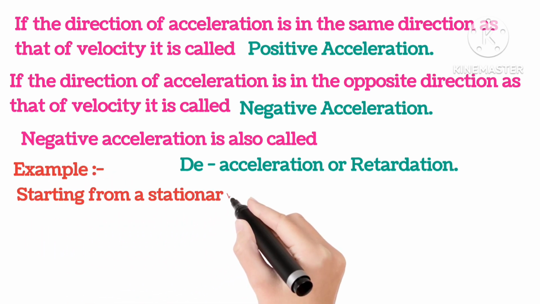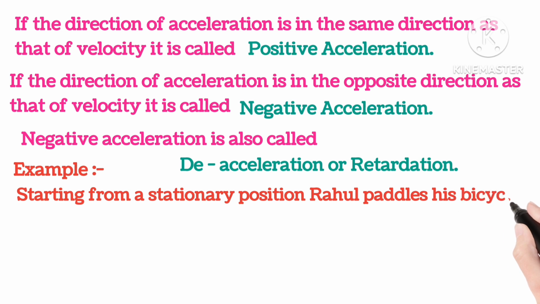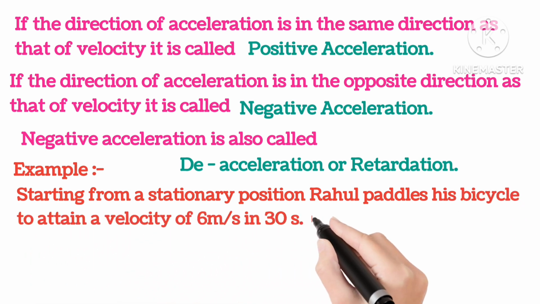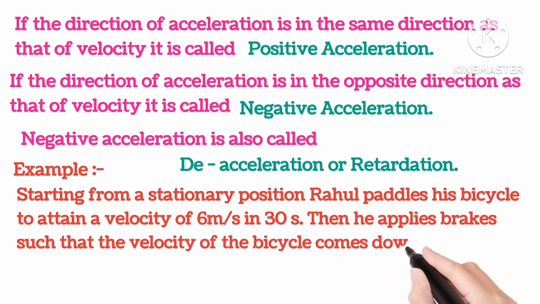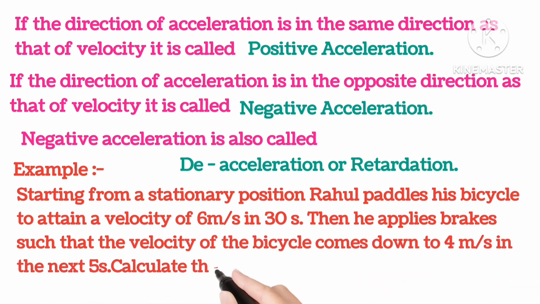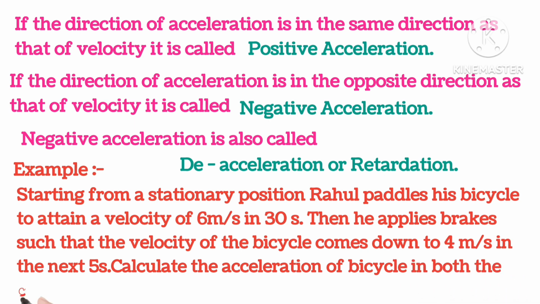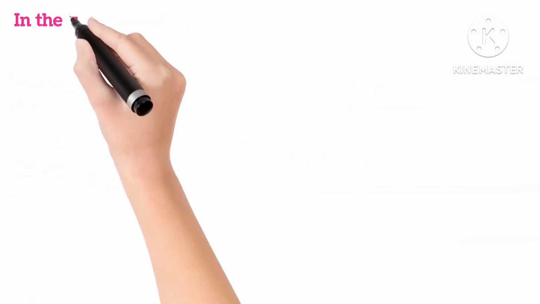Example: starting from a stationary position, Rahul paddles his bicycle to attain a velocity of 6 meters per second in 30 seconds. Then he applies brakes such that the velocity of the bicycle comes down to 4 meters per second in the next 5 seconds. Calculate the acceleration of the bicycle in both the cases.